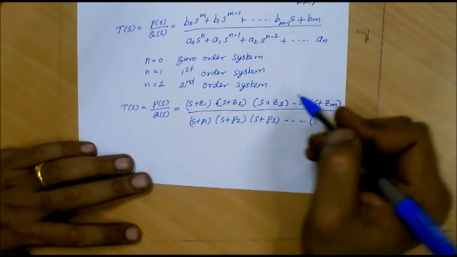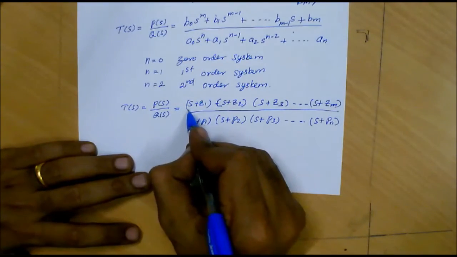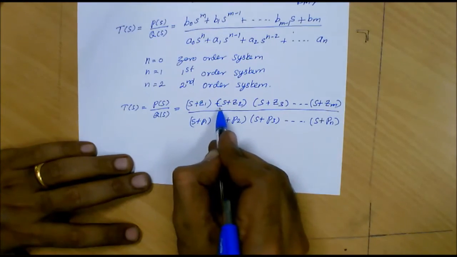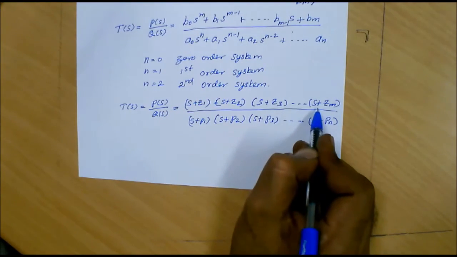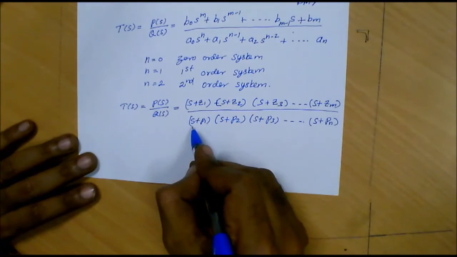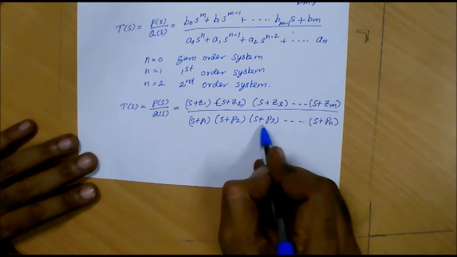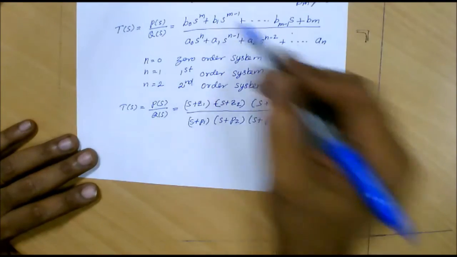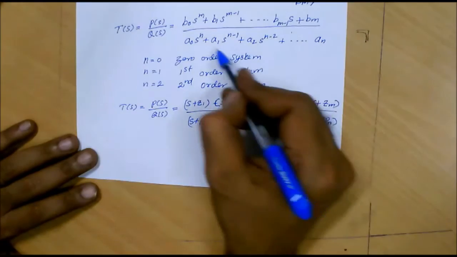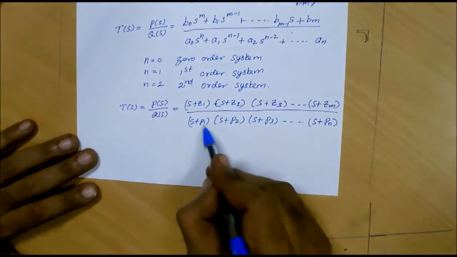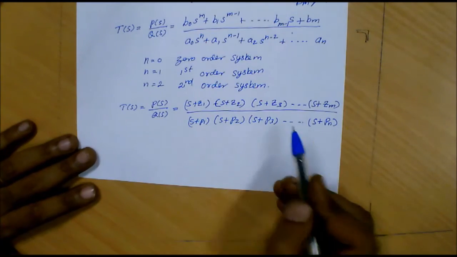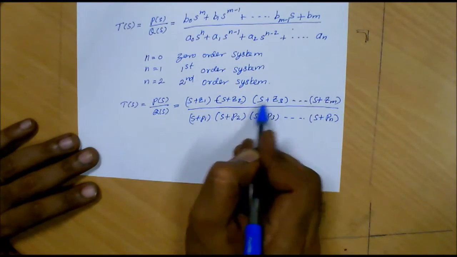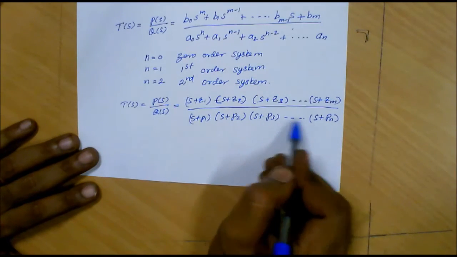The transfer function equation can be written as this. Here we have written the numerator polynomial as a product of m terms, s plus z1 into s plus z2 into s plus z3 up to s plus zm. The denominator we have written as s plus p1 into s plus p2 into s plus p3 up to s plus pn. If the numerator polynomial is having the power m, then we will be having m terms in the numerator. Here in the denominator we have the power n, so we have n terms in the denominator. In this equation, we define z1, z2, z3 as zeros of this system, and p1, p2, p3 as poles of the system.